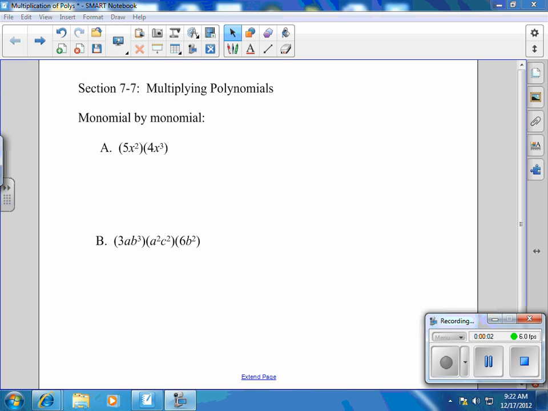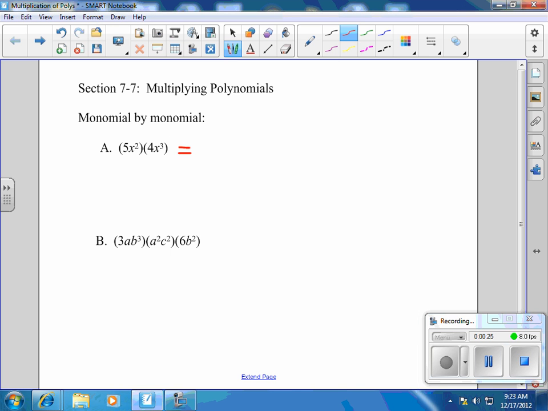Alright, we are moving on to polynomial multiplication. We did addition and subtraction, and remember we're going to save division until later because it's very, very different. So, multiplication. If we have two monomials, we basically just want to combine all of the parts. This is really 5 times x squared times 4 times x cubed.